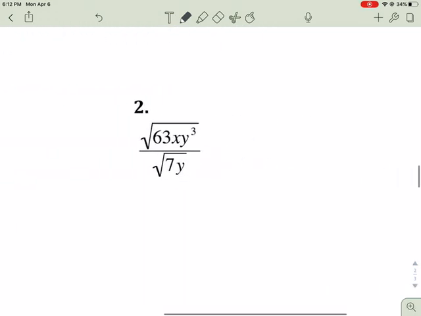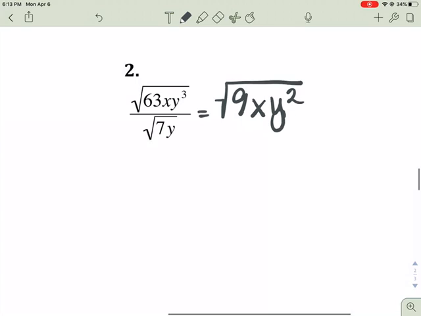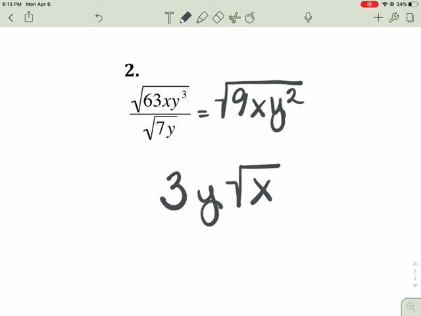Let's try this one. Okay, so we're going to do 63 and 7. So numbers with numbers, variables with variables. That's how it's got to work. So we have the square root of 9x, subtract your exponents, remember that's what we do when we divide, y squared, and then simplify it. The square root of 9 is 3. Can't do anything with the x, and then the square root of y squared is y.